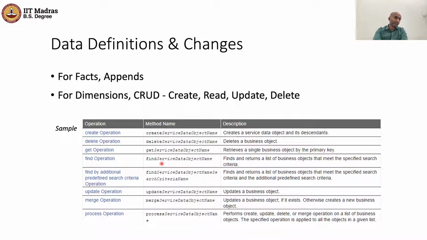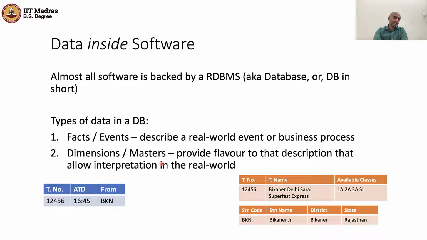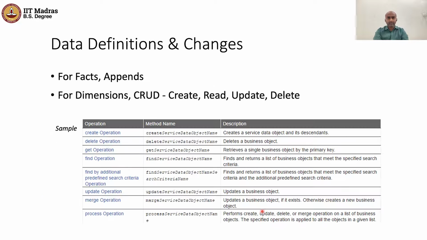So how does the software then change the data? How does it record the facts? How does it record dimensions and masters? So here's where you need to understand what are the options available for a typical software designer. For facts, which are basically events that are getting recorded, you could simply just do an append into a table, append into a file, doesn't matter, right? Let's remain in the world of databases, append into a table.